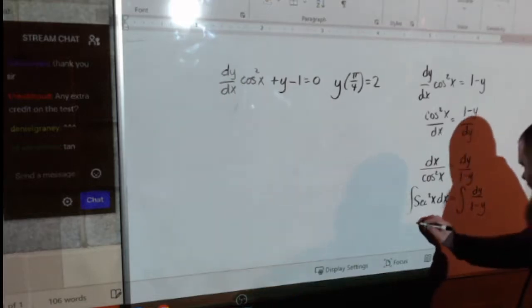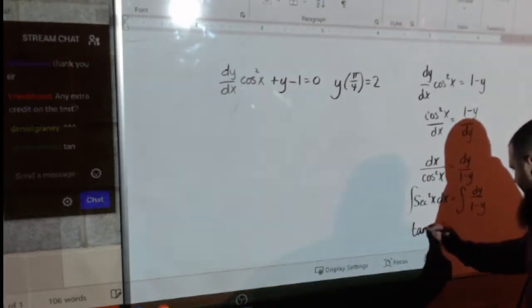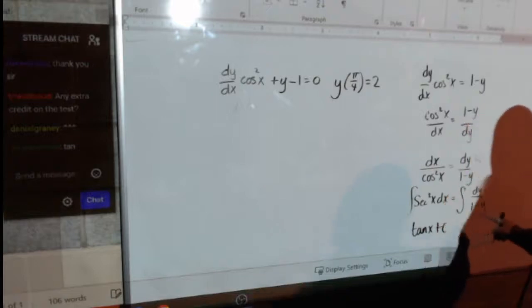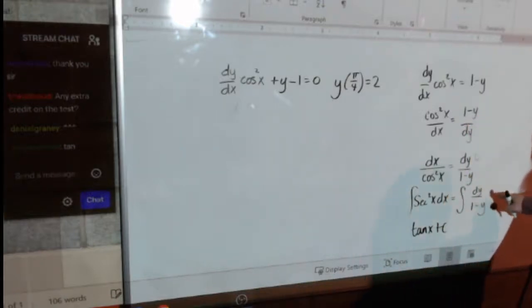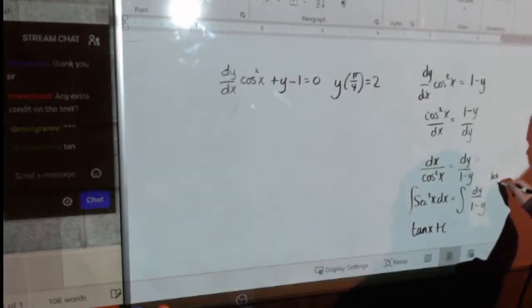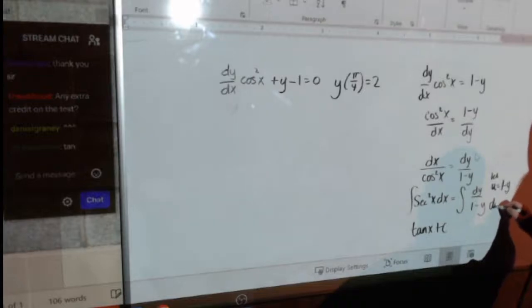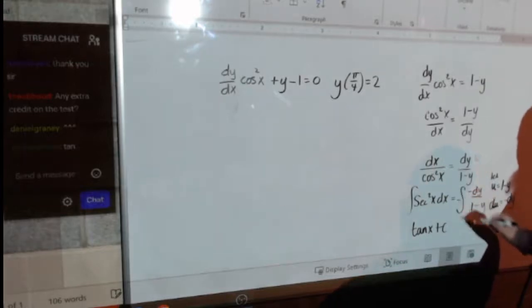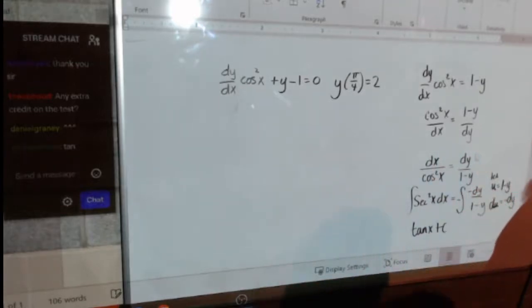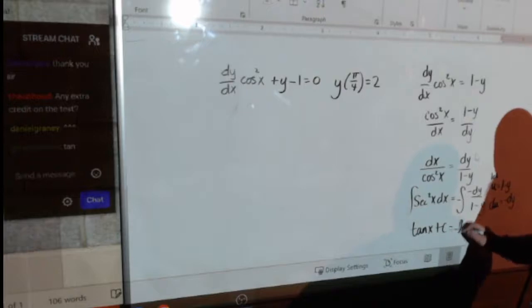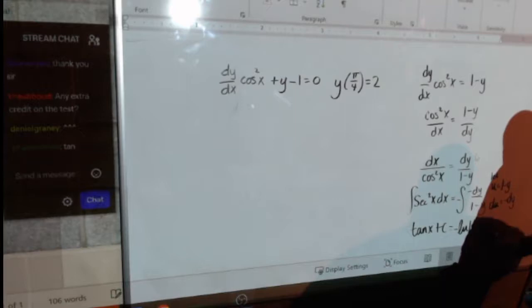Tangent, right? So we get tan x plus c integral over here. Let u equal 1 minus y. du is minus dy. You put a negative in and a negative out. You would end up getting minus the natural log of 1 minus y.